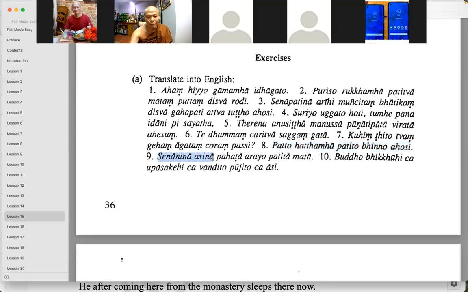So Sena Nina Asina Bahata Arayo Badita Mata. So Sena Nina, by the general. And Asina, asi means sword. So Bahata is also a past participle of Baharati, to beat. Arayo, ari, enemy. So Badita, fell, and Mata, or Marati, to die. Now, who will try?